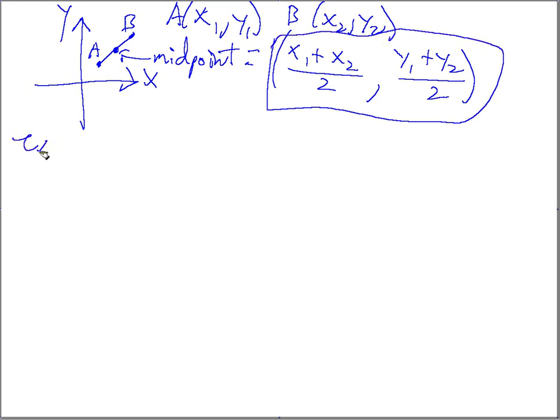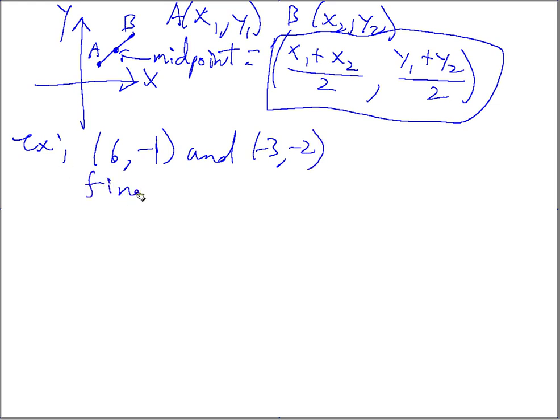So earlier, if I had the same 2 points again, let's calculate their midpoint. Earlier we had 6, -1, and the other one was -3, -2. So find the midpoint. That's pretty easy. Just simply average their x and y coordinates.